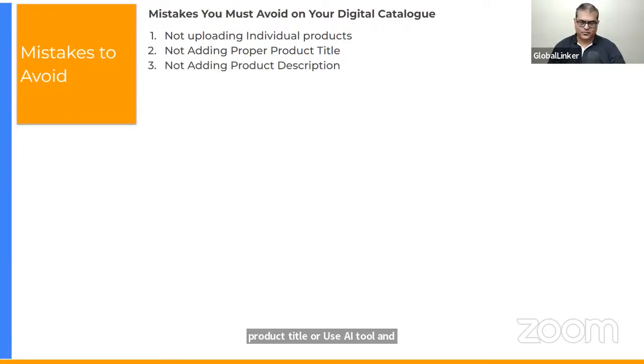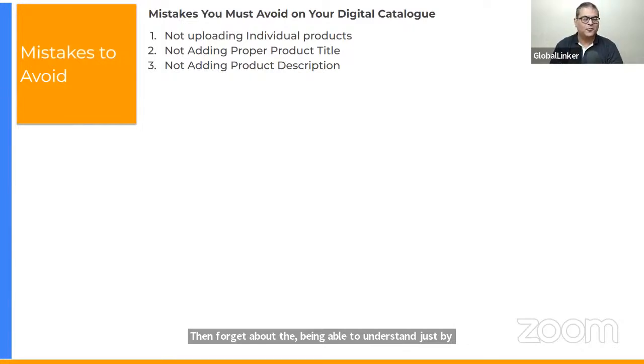Not adding a product description, again. This is where you are compromising your discoverability by not adding the product description. Don't assume that people will just look at the visuals and they'll be able to understand the product. Before looking at the visual, they have to discover you. They have to find you. If you're not adding the product description, they'll not be able to find you. Then forget about being able to understand just by looking at the product visual, right? So this is also a very, very big mistake that you should not make.